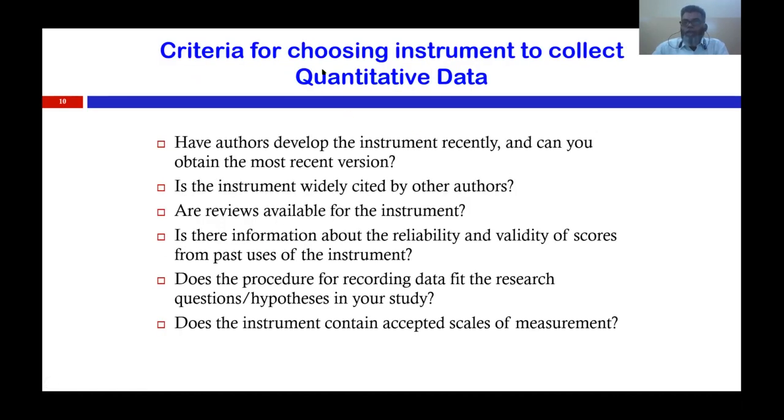So, criteria for choosing an instrument to collect quantitative data. Here are some questions we can ask: how did the authors develop the instrument, and can you obtain the most recent version? Is the instrument widely cited by other authors? That means popularity. Are reviews available for the instrument? So why are we looking at reviews and citations? See, for example, you write a research paper and you got 1000 citations.